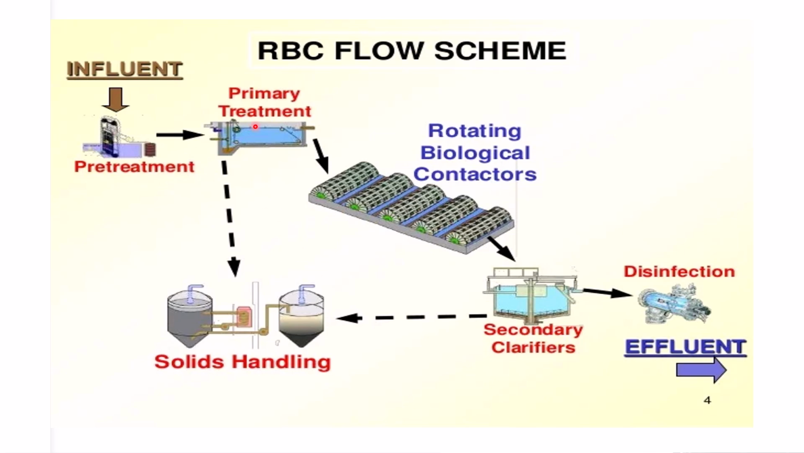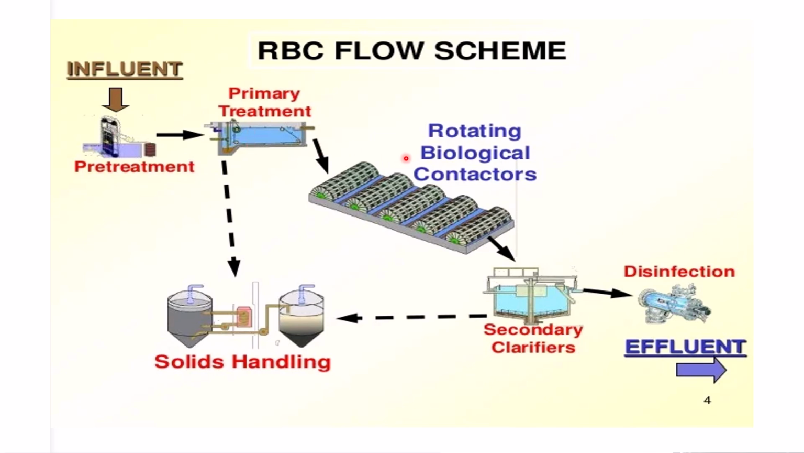The second step is primary treatment. In the primary treatment, the partially cleaned water enters the primary treatment unit. Here, the heavier solids settle to the bottom and form sludge, whereas the lighter material floats to the top, and these are removed, reducing the solid load.